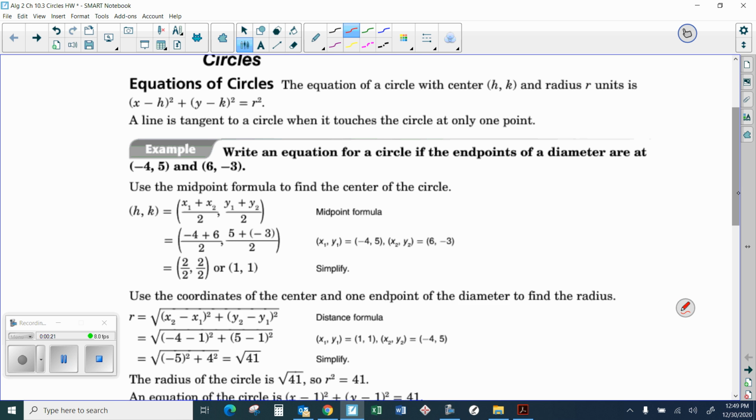Remember, if it goes through at 2 points, it's called a secant. Remember that. And remember, when it's tangent to a circle, it's always at 90 degrees, or perpendicular, to the center of the circle. You should remember that from geometry.